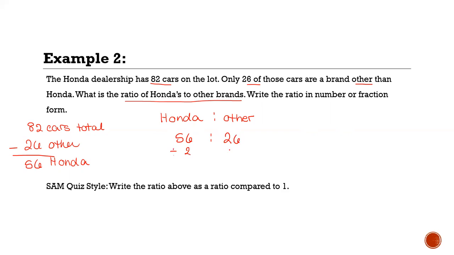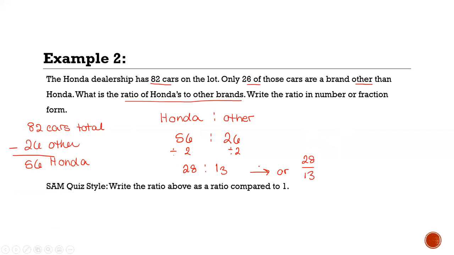So to reduce it, we're going to divide both sides by 2. And that's going to leave us with 26 to, oops, let me erase here. Find my eraser. Helps when you write the right numbers down. So 56 divided by 2 is going to leave me with 28 to 13, or if you wrote it as a fraction, 28 over 13.